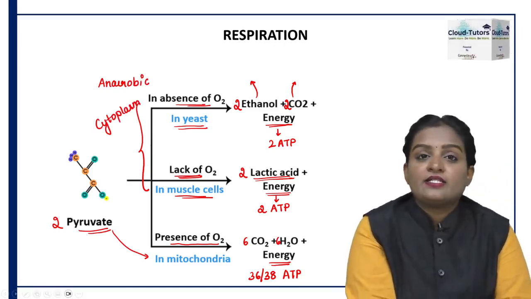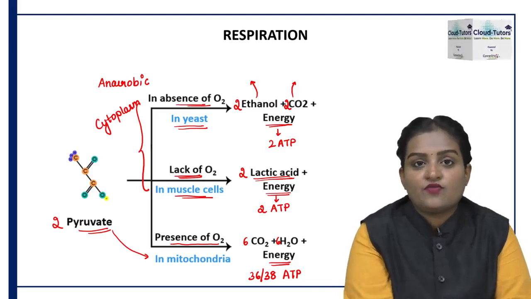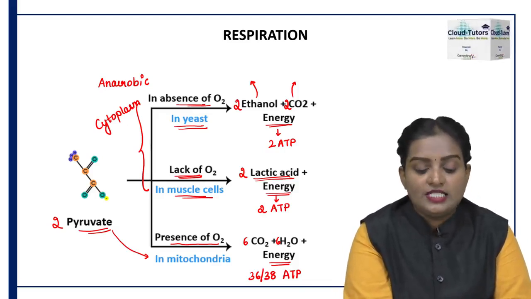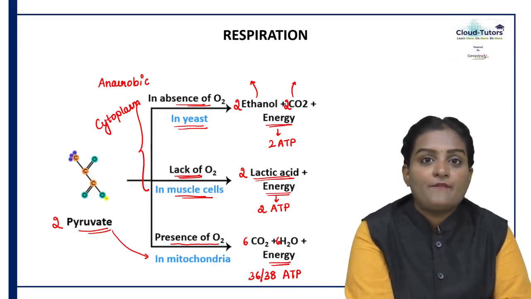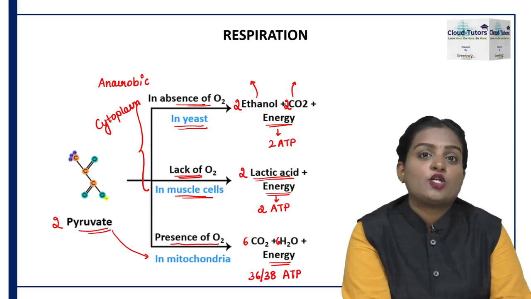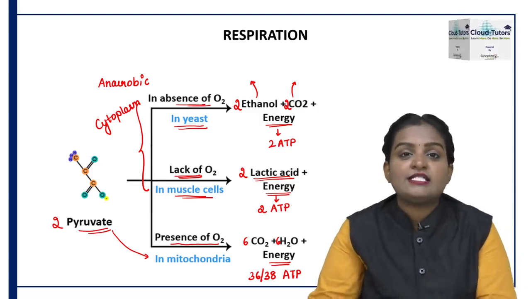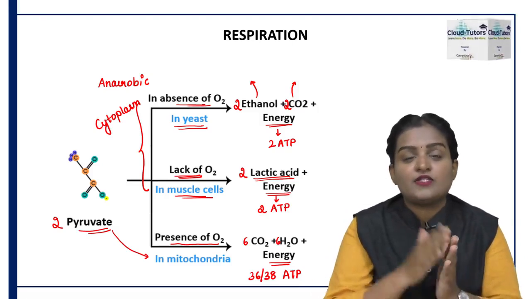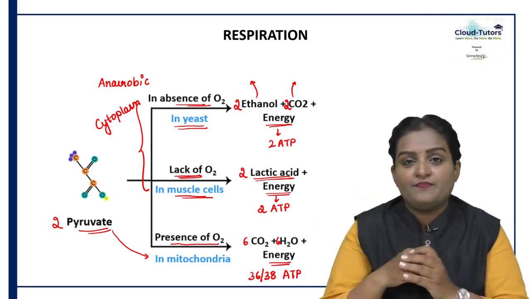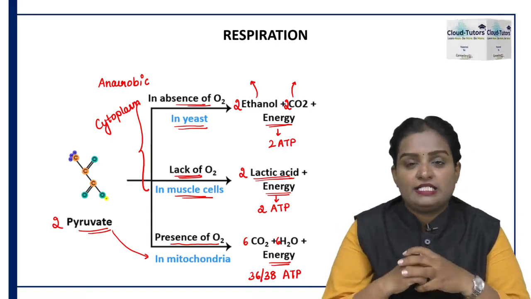And in cytoplasm, the breakdown occurs and ethanol is released in case of yeast and lactic acid is released in case of the muscle cells. So what are the main differences between aerobic and anaerobic? So first difference is in aerobic it is complete breakdown of glucose. In anaerobic it is incomplete. Second is aerobic needs oxygen, anaerobic doesn't need.